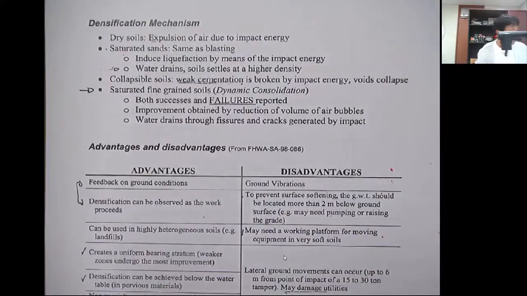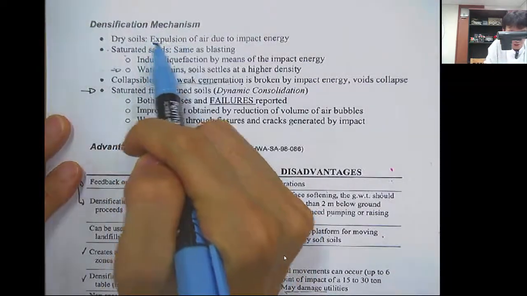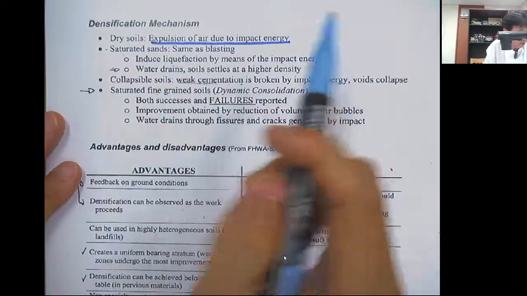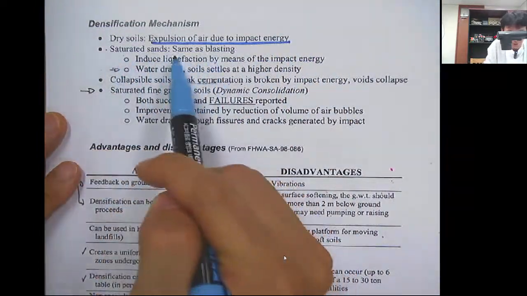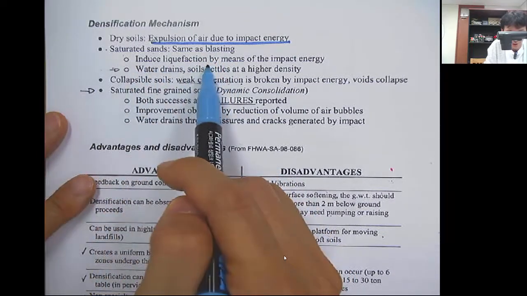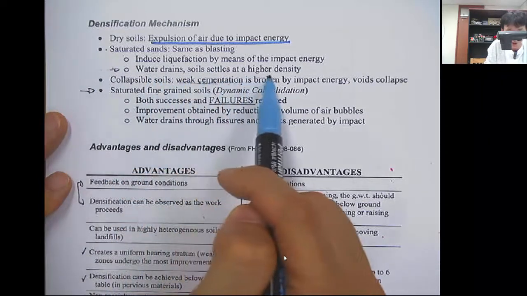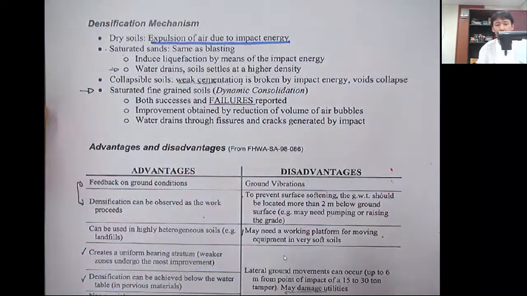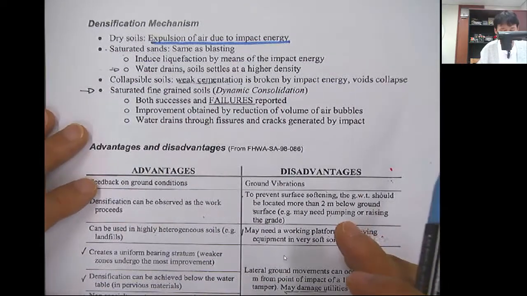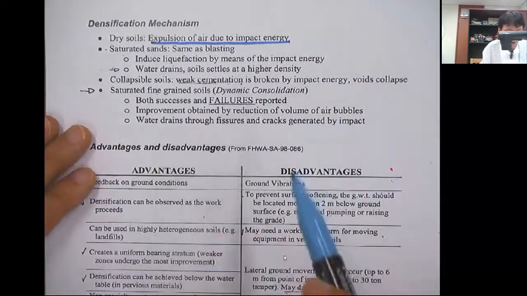So the densification mechanism. It's like the standard Proctor test. If you have a dry soil, there is expulsion of air due to impact energy, and if you have a saturated soil, it will be the same as with blasting. So you have induced liquefaction, and it increases the pore pressure, and then water drains, and the soil settles at a higher density. So basically, you're shaking the whole saturated soil to pack or reorient the particles into a dense state.